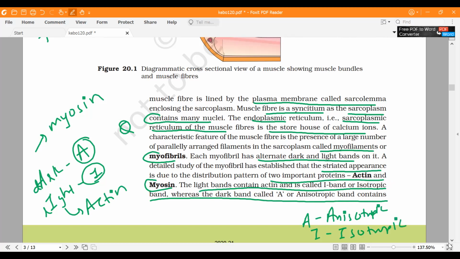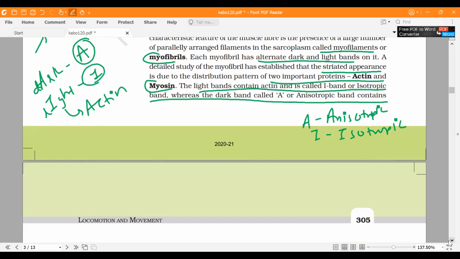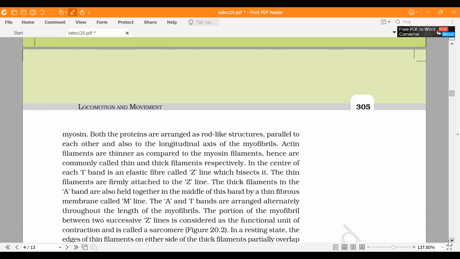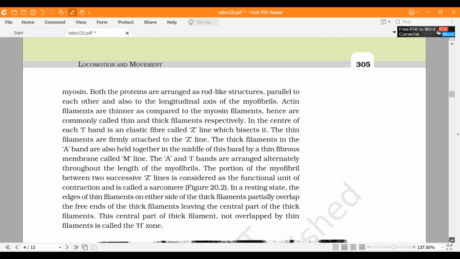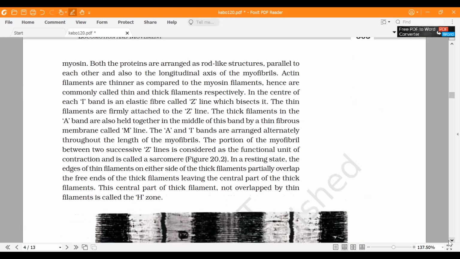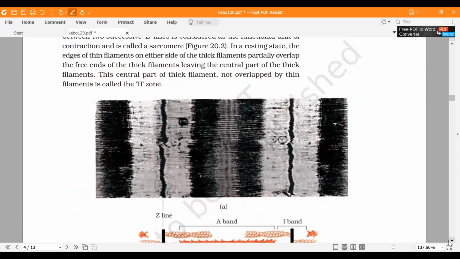That means it is dependent on the light it will allow to pass. If you focus plane polarized light, and it does not allow the light rays to pass, it is anisotropic. If it allows the light to pass, it is isotropic. So from that, those terms had been derived. Now, try to understand that actin is thinner, myosin is thicker. This is the structure which you see.